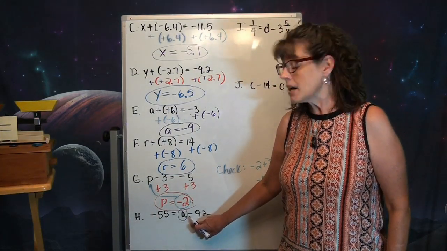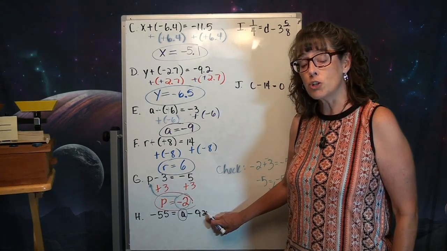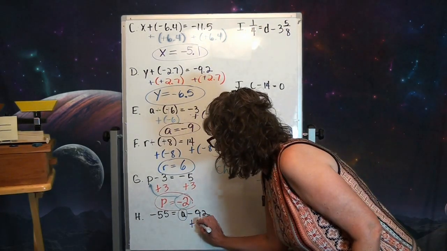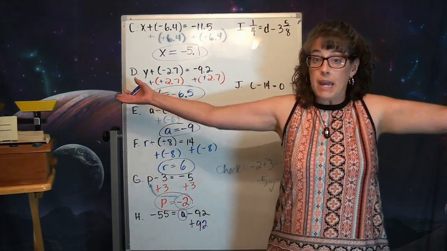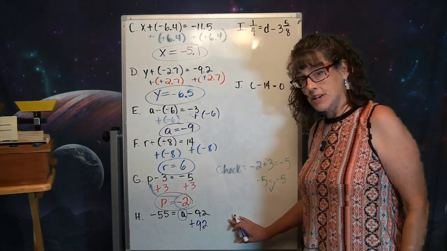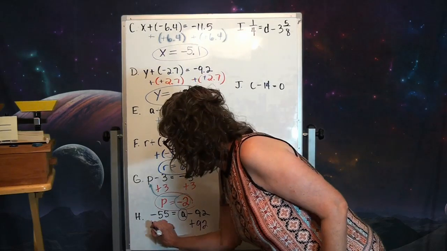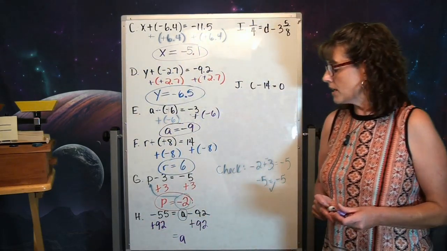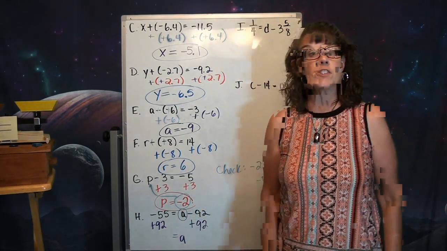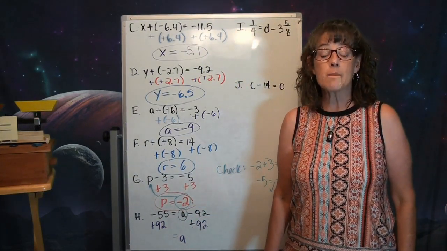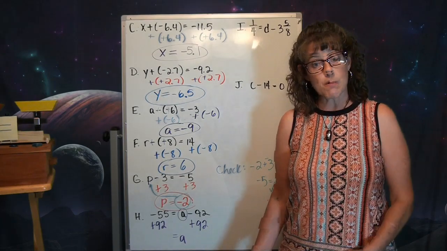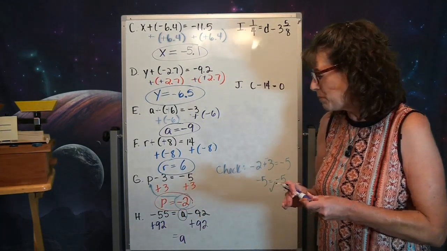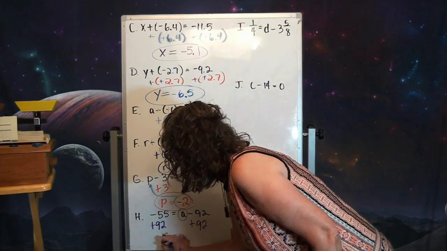Now what's already been done is we've already subtracted a 92. So we have to undo that, and we have to add a 92. And whole pan balance idea here, if I add a 92 over here, I've got to add a 92 over here. And that gets that a by itself. And here again we've got the idea of digits with different signs. And we are combining them up by adding, which means take smaller digit from larger digit. 55 from 92 will be a 37.